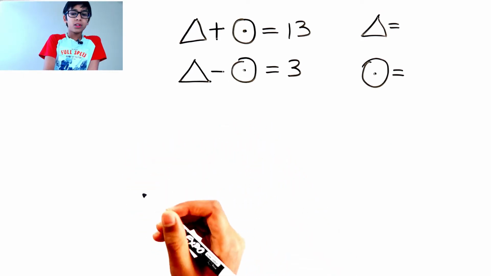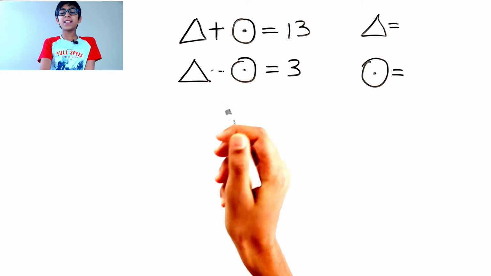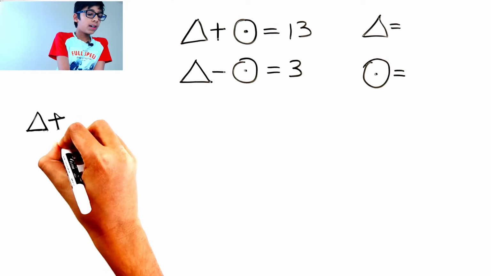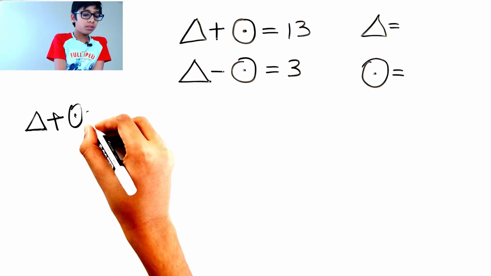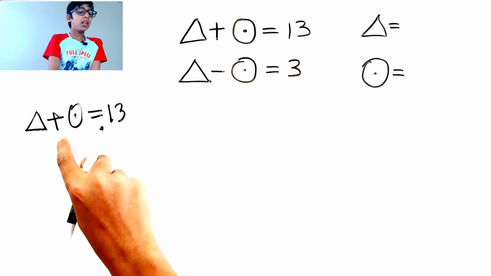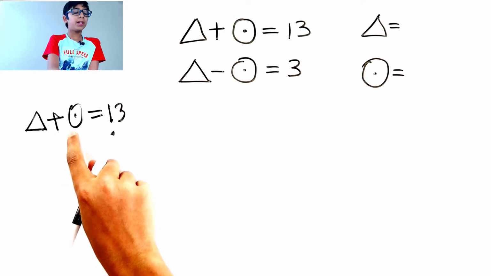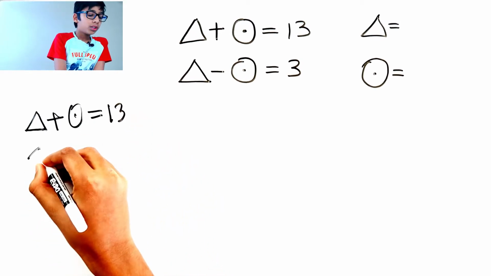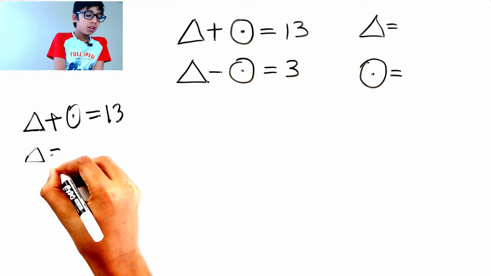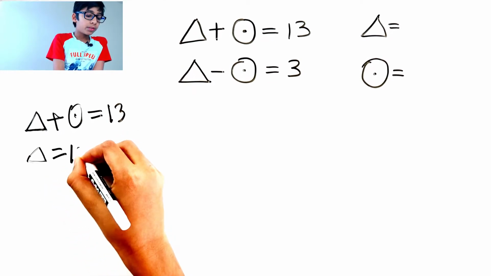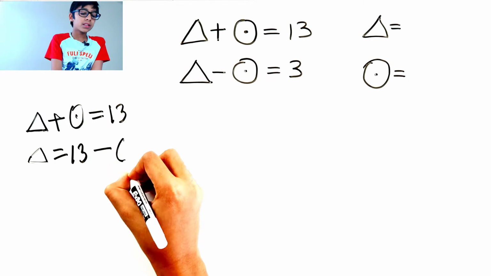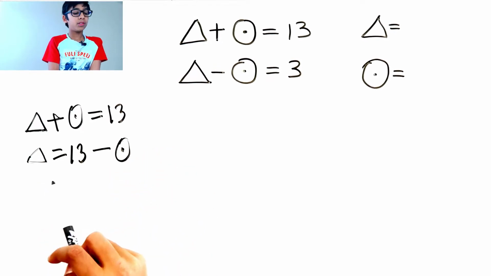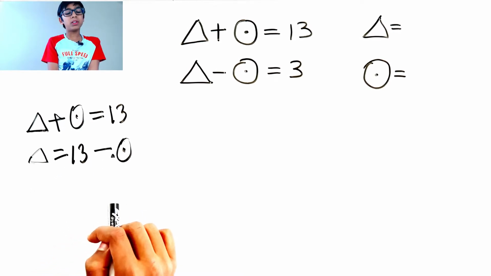Okay, so first let's write this equation here. So triangle plus circle equals 13. Now let's move the plus circle over here, so that becomes a minus circle. So triangle equals 13 minus circle. Let's keep this: triangle equals 13 minus circle.